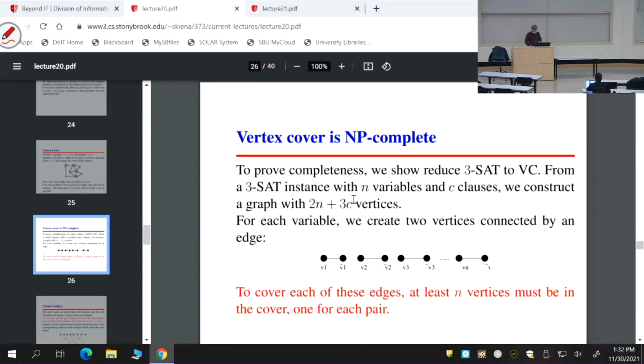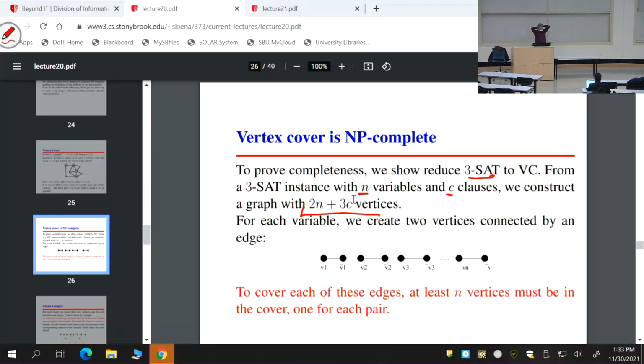I'm going to translate my 3-SAT problem, which has n Boolean variables that can be true or false, and m clauses, each of which has 3 literals in it. And I'm going to show you how to take that logic instance and create a graph with 2n plus 3m vertices. Okay? And I'm going to do this translation in pieces, so that I know what the size of the vertex cover of this graph is.